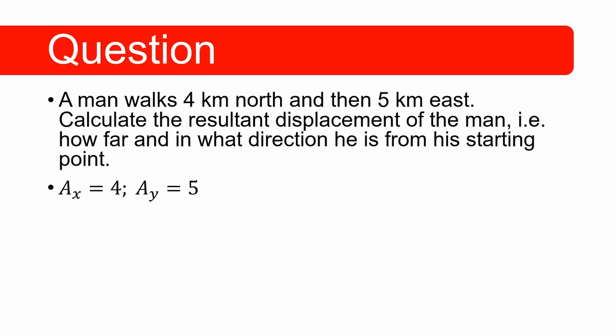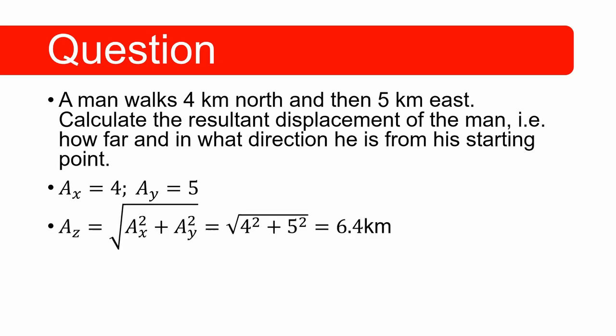Now as this is a right angled triangle, we can get the value for the unknown component of this vector, az, and we get the answer of 6.4 kilometers, which is the resultant displacement of the man from his starting point when he started walking. The angle theta at which this vector is orientated can be calculated with the equation shown, and we get an angle of 38.7 degrees.